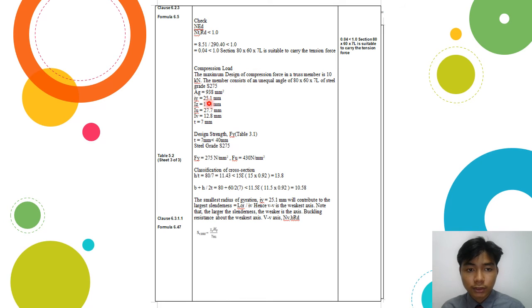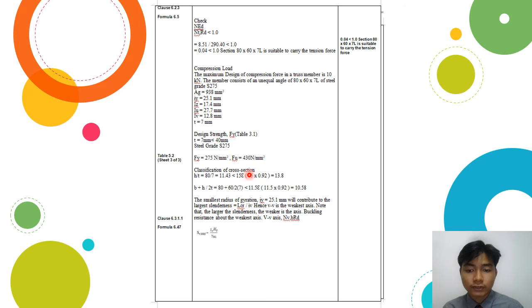This one, the compression load, we got it from the table properties of an unequal angle 80 times 60 times 7 L. So design strength, we check it from Eurocode table 3.1. We check t of 7 millimeter is smaller than 40, so it's all good. Table 5.2 shows epsilon factor of 0.92. Fy equals to 275 Newton per millimeter square. Fu equals to 430 Newton per millimeter square.